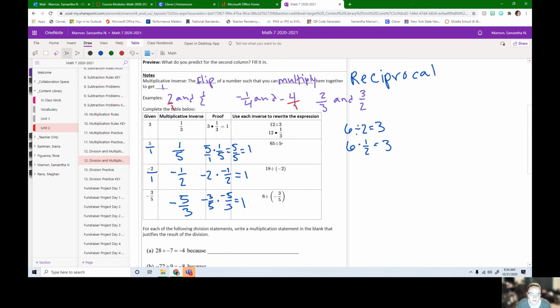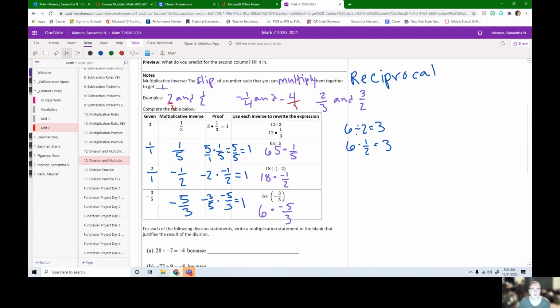Instead of dividing by 5, I want to multiply by the multiplicative inverse. So instead of dividing by 5, we can do 65 times 1/5. Instead of dividing by -2, we can do 18 times -1/2. Instead of dividing by -3/5, we can do 6 times -5/3.